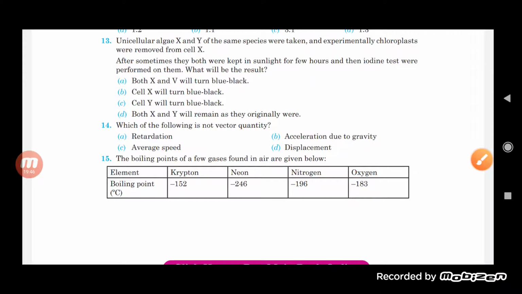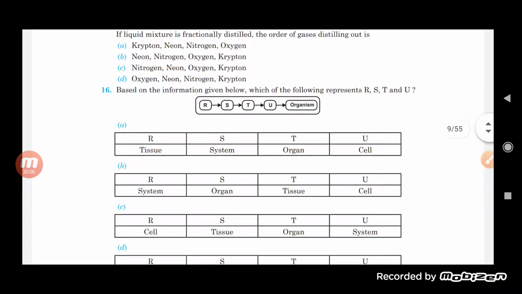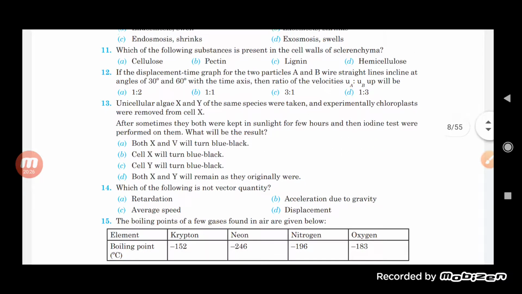The boiling points of a few gases found in air are given below. Krypton, neon, nitrogen, and oxygen are given, and these are the boiling points of all of them. If the liquid mixture is fractionally distilled, the order in which the gases distill out of it will be? Here krypton, neon, nitrogen and oxygen are there. So if we fractionally distill it, what is the order of the gases?